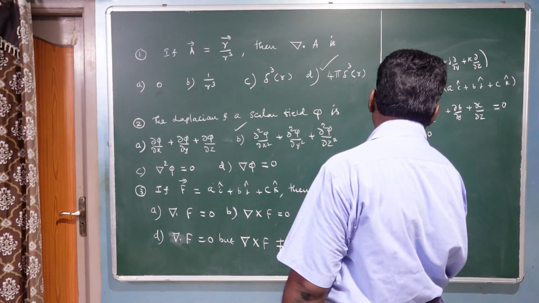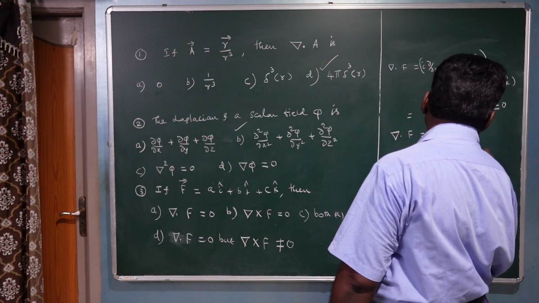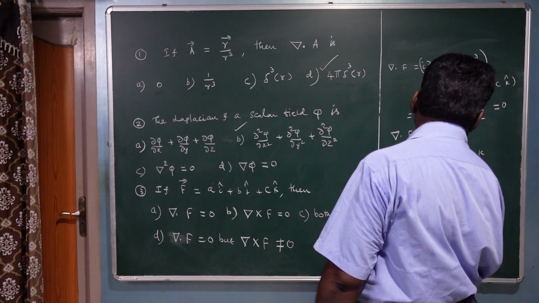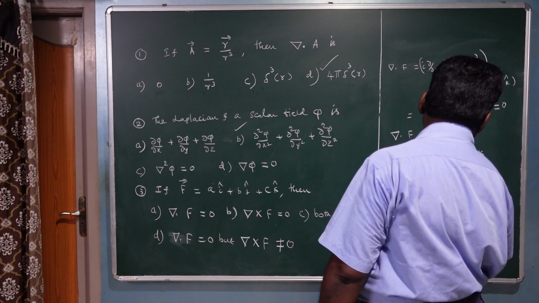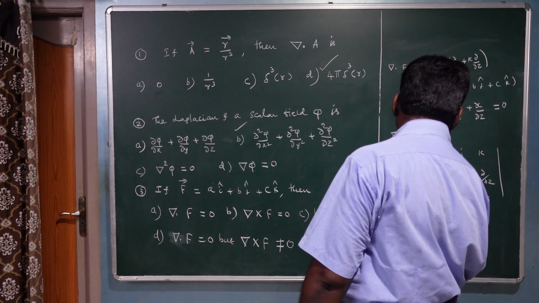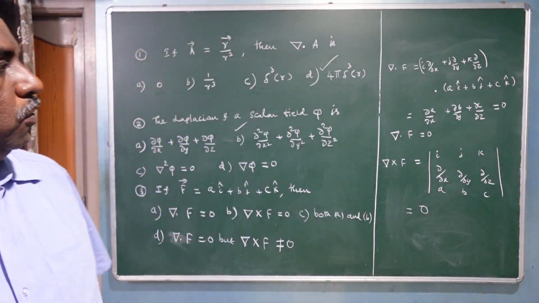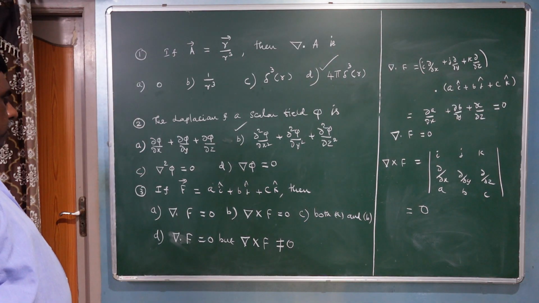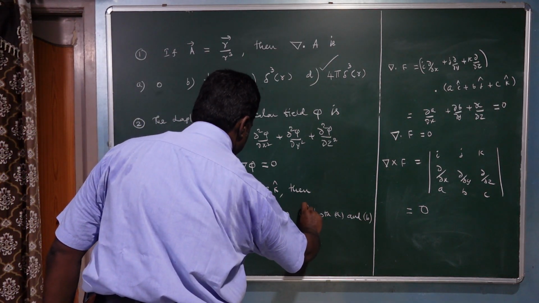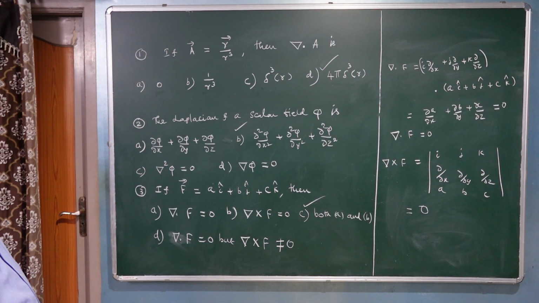Next we have to take the curl, del cross f. i, j, k; dou by dou x, dou by dou y, dou by dou z; a, b, c. If you take the curl value, that is also 0. So the given vector is both solenoidal and irrotational. Therefore option C is correct, both solenoidal and irrotational. We will go to the fourth problem.